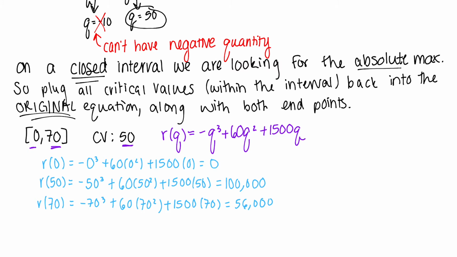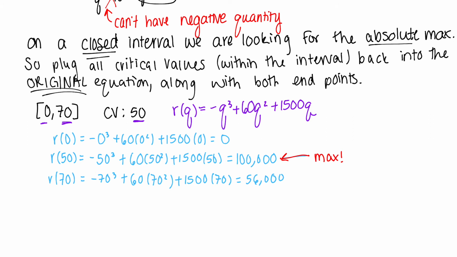So then you're picking the biggest one because we're looking for maximums. So this guy right here, this is the maximum. So they should make 50 chairs because 50 was where the maximum happened.